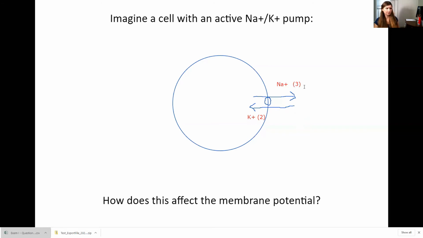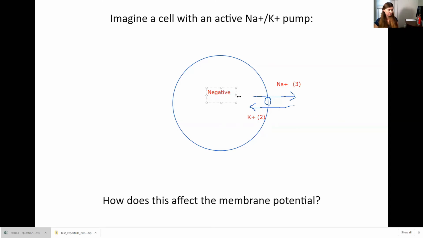So as we're moving 3 sodium out of the cell and 2 potassium into the cell, what would you say is happening to the charge inside the cell? So pretend we start out with 0 millivolts, right? We have the same charge inside the cell and outside the cell. What's going to happen as we run this pump? It's going to become more negative, right? Yeah, exactly. So as we run our sodium-potassium pump, what we're doing is creating a negative membrane potential. So negative.